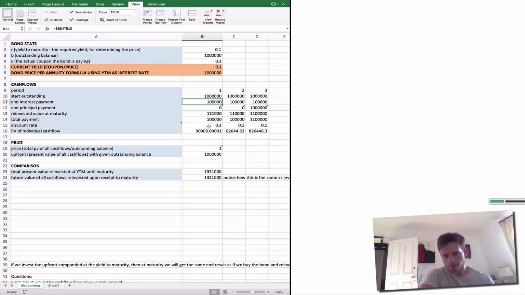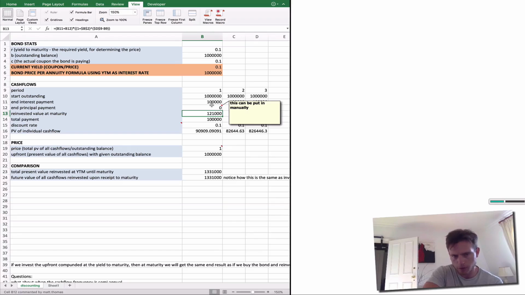Because if you remember, we said that we're assuming in the yield to maturity calculations that we take each cash flow as it comes and we reinvest the cash flow that we've received at that alternate rate, right? At the yield to maturity in a different bank account somewhere that has that same rate. And this is what it will be worth at the end of the bond life cycle. So that first coupon payment of 100,000, which we get at the end of year 1, at the end of year 3 will be worth 121,000.